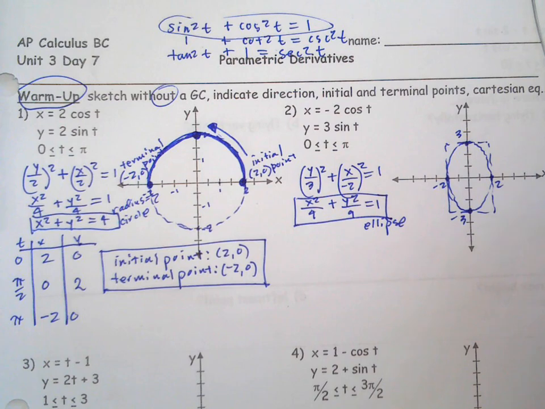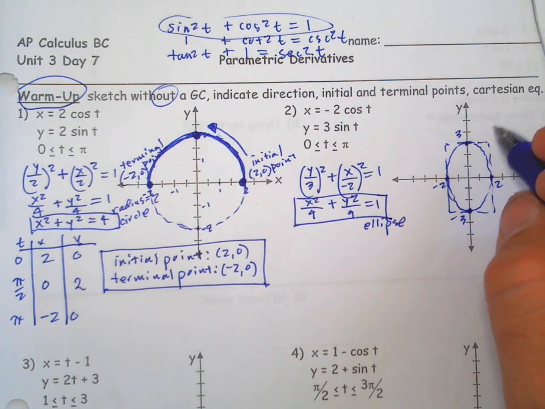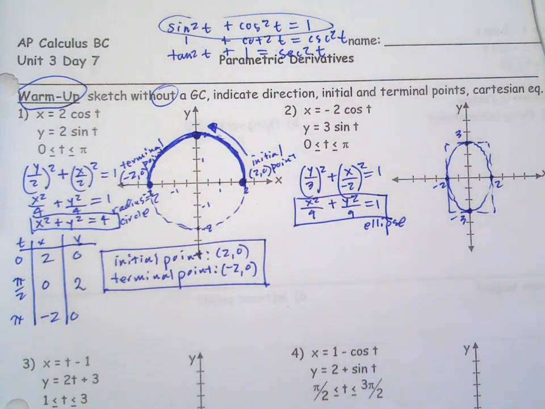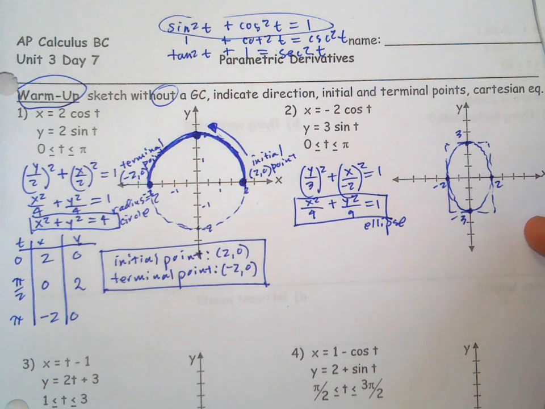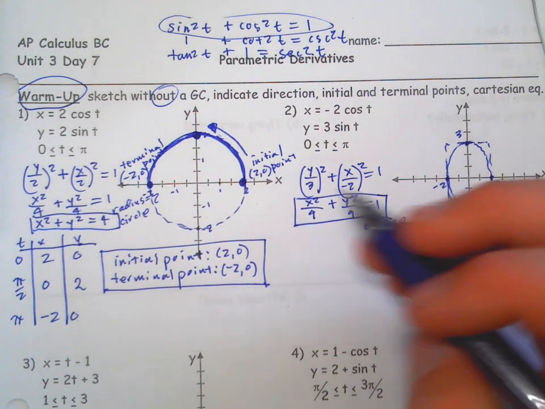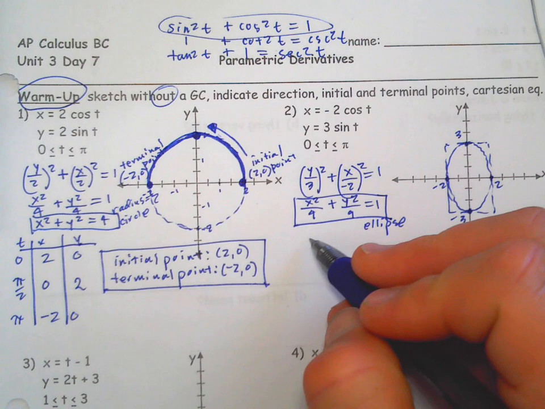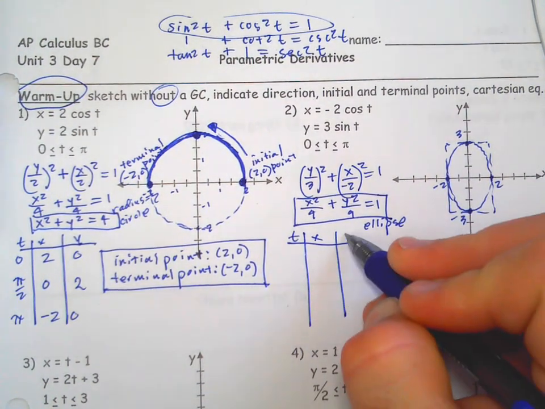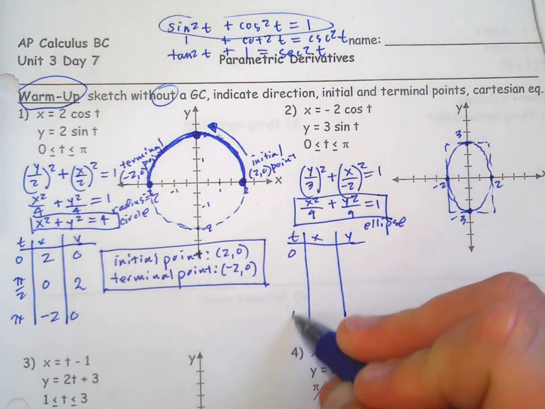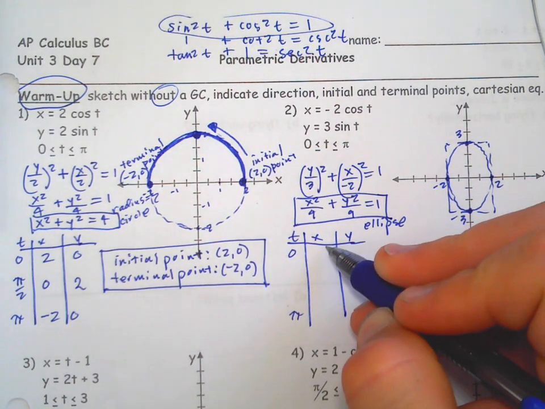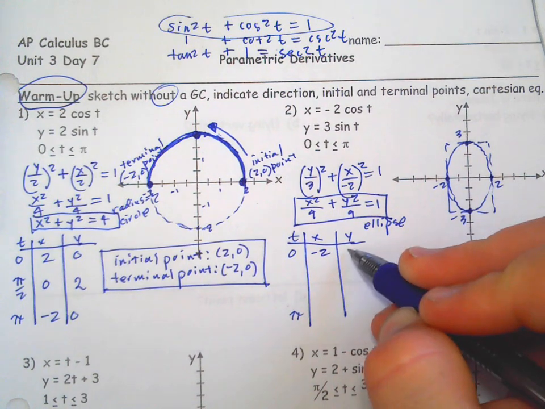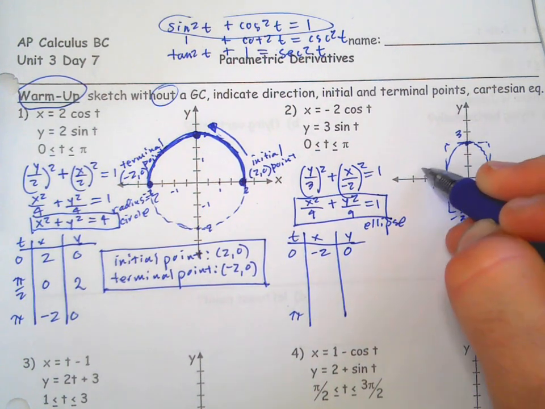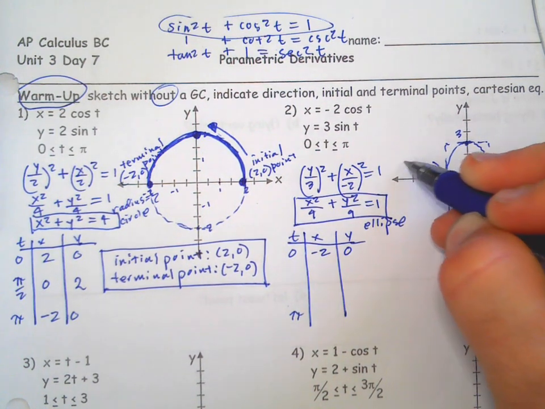I think it's just good to label your axis in some way or another to make sure, because someone else might use two increments for one unit, like we did last time. Now, make a little table, t, x, y, sort of pi. If you plug 0 in, we get -2, 0. So this is the initial point this time.